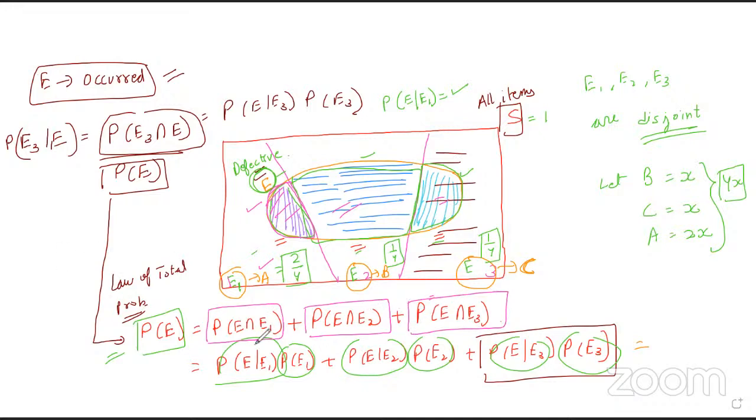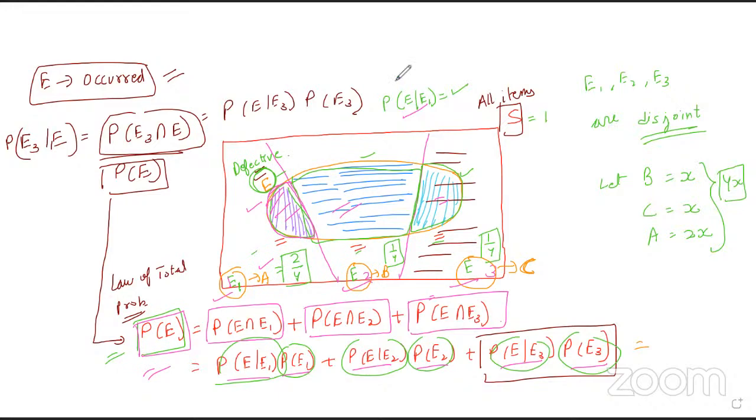And since I don't know the intersection value, I use the multiplication rule and split it into these terms, which information I have available. I have E given E1, E given E2, E given E3, and I also know their individual probabilities. So I got the probability of getting a defective item. Is it clear till this step?